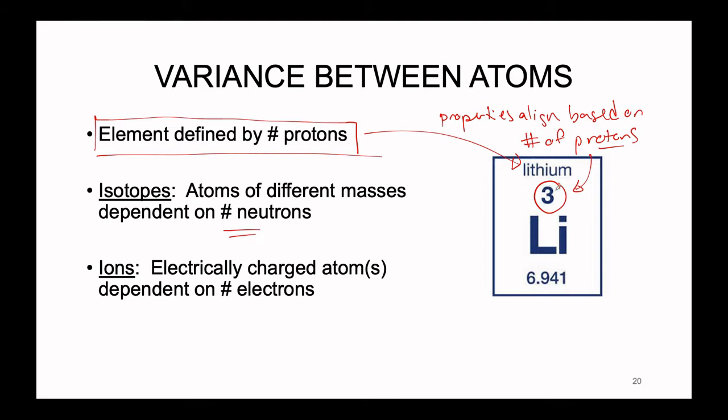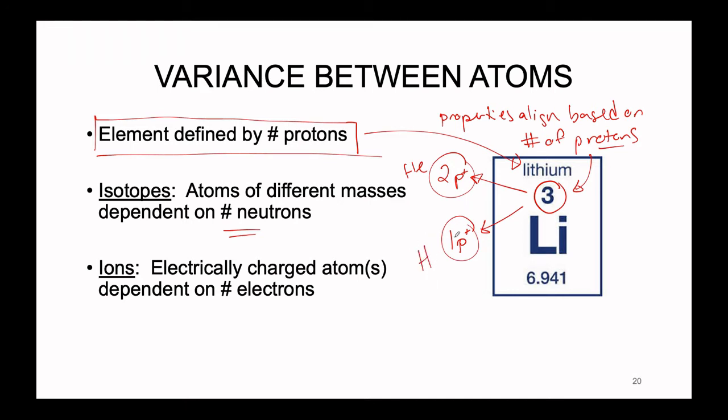However, if we were to take this lithium atom and cut it in half, and we're just going to ignore neutrons and electrons for this, just looking at protons, let's say we cut the lithium into something that has 2 protons and something that has 1 proton. Well, the thing that has 2 protons is going to start behaving like the element helium, and the thing with 1 proton is going to start behaving like the element hydrogen.